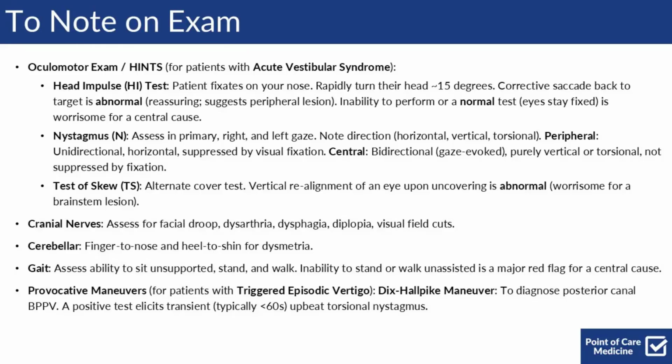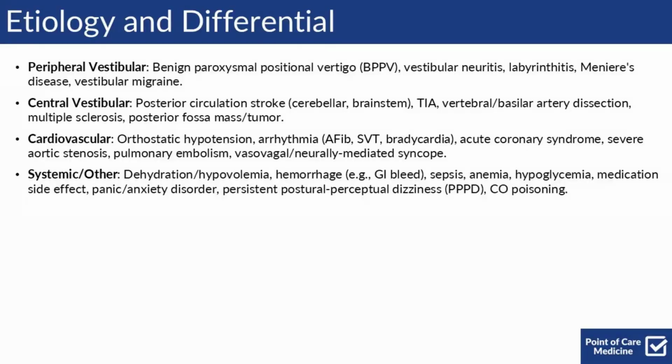For patients with triggered episodic vertigo, you'll need to perform provocative maneuvers. The Dix-Hallpike maneuver is used to diagnose posterior canal BPPV. A positive test will elicit transient, upbeat torsional nystagmus that typically lasts less than 60 seconds. Finally, perform a thorough cardiac exam listening for murmurs, rubs, gallops, or an irregular rhythm. Your differential diagnosis should be broad.